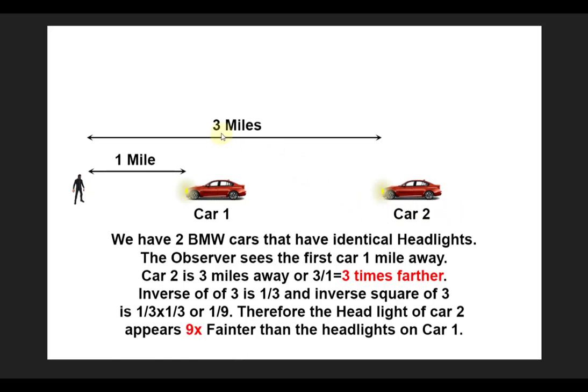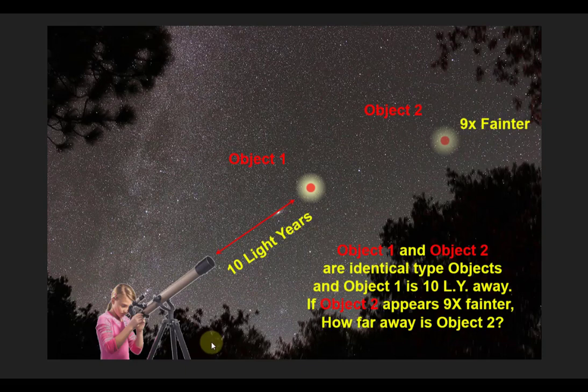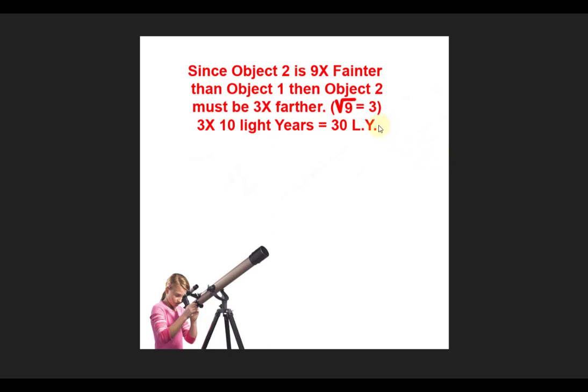Here's another example. We have a BMW that is 3 miles away, so it's 3 times farther. It must be 9 times fainter. Or if the standard candle is 9 times fainter, it must be 3 times farther. Here is another example. Now, our astronomer here is observing object number 1, and she has measured the distance to this object to be 10 light years. Object number 2 is an identical object to object number 1, except it's 9 times fainter. And if it's 9 times fainter, then it must be 3 times farther.